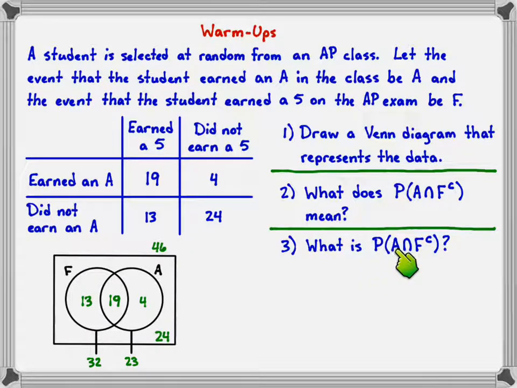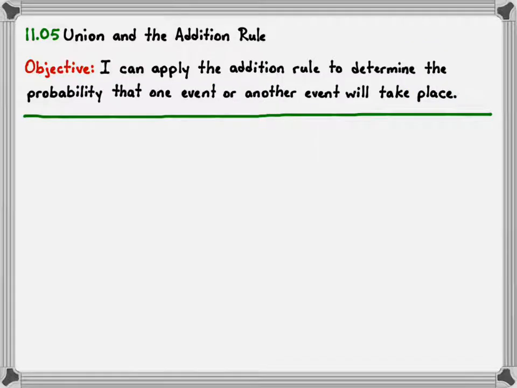says find that probability. So remember, when we're talking about an intersection, we're talking about one piece of the puzzle. There's 4 pieces. What is the piece of this puzzle that has A and not a 5? Well, that would be that shaded region right there. And so our probability would be 4 over 46, and then reduced as 2 over 23, and then whatever percentage that is. Let's go ahead and get into today's lesson.